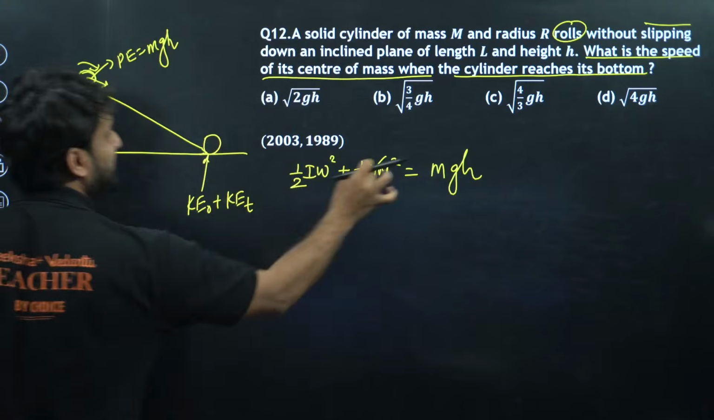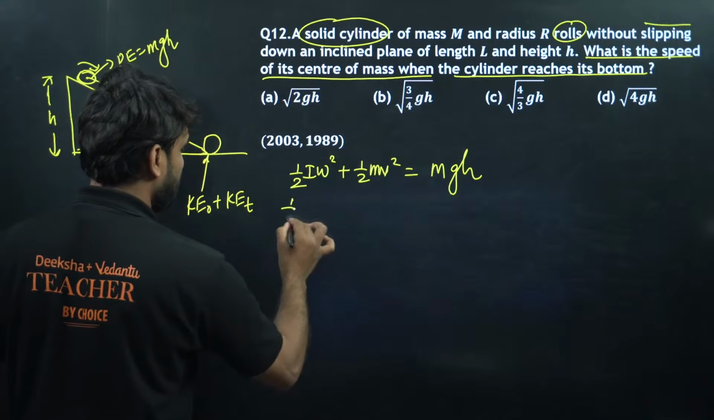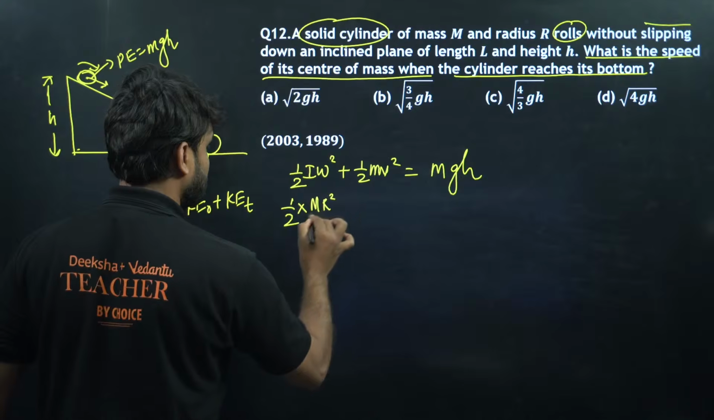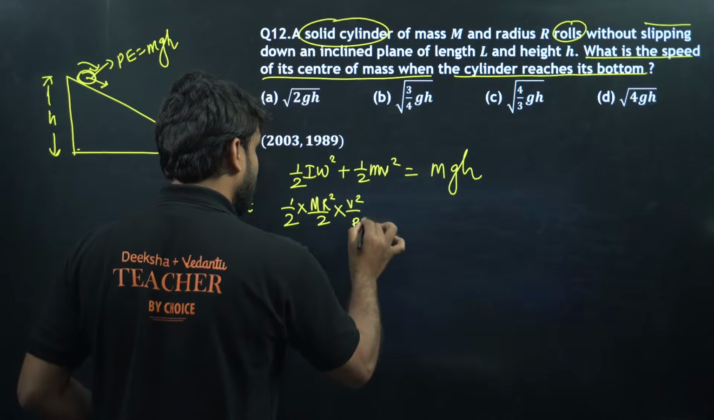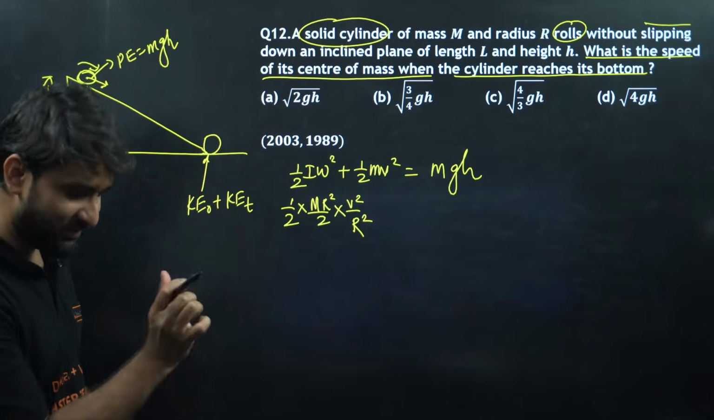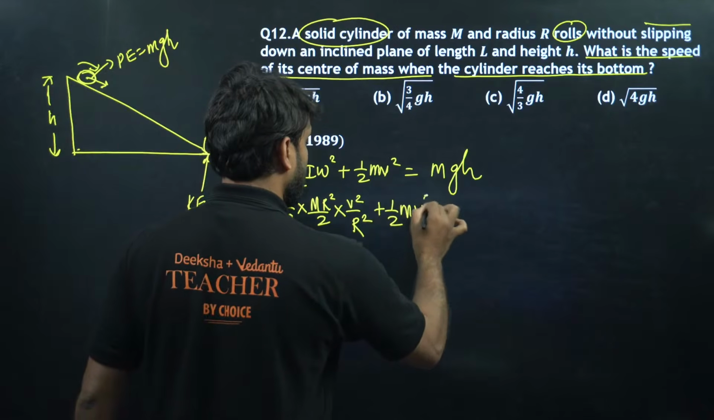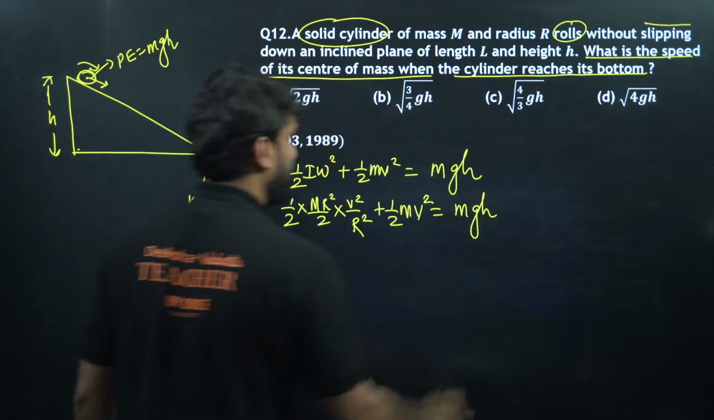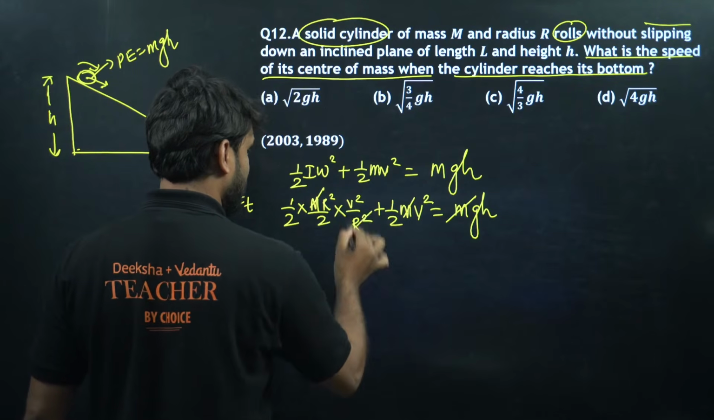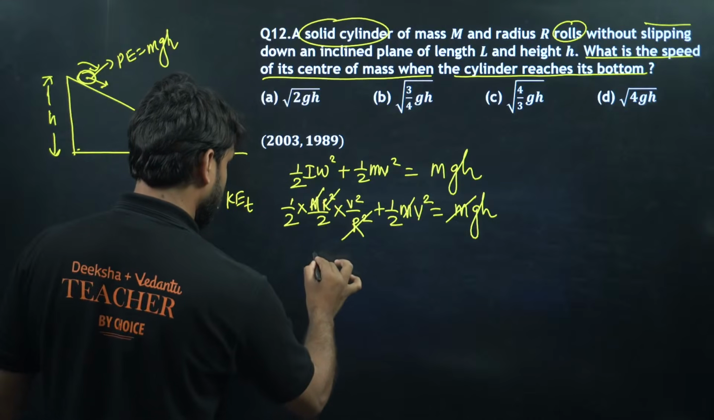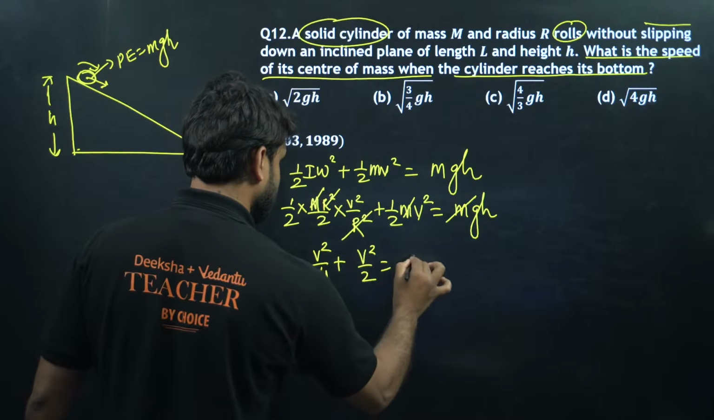Just first write the moment of inertia. What will be the moment of inertia of a solid cylinder? This will be m r square divided by 2, and omega will be replaced by v by r, because we know v is equal to r omega. Here it is in square form, so that will go in square form too. So half times m r square by 2 times v square by r square, plus half m v square, is equal to mgh, right? So can we cancel here? m will be cancelled, r square will be cancelled. So we have here v square by 4, plus v square by 2, equal to gh.